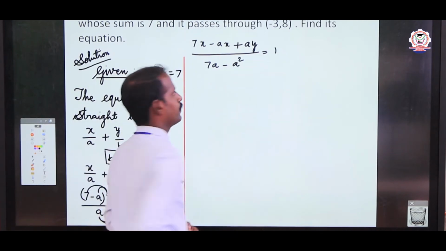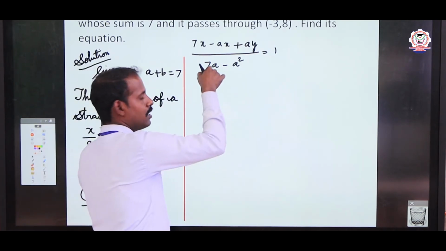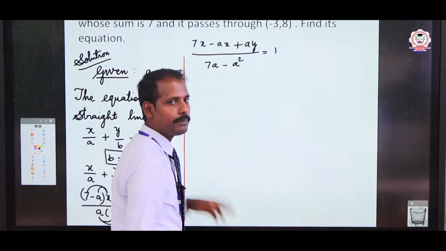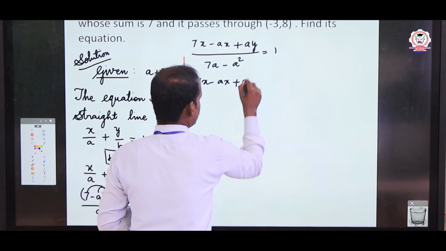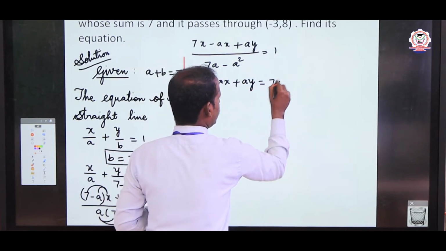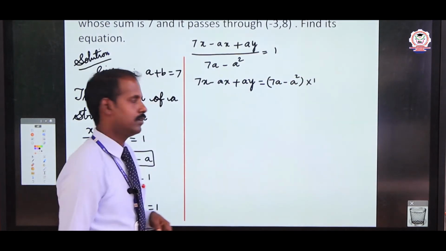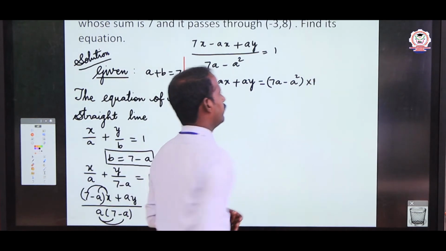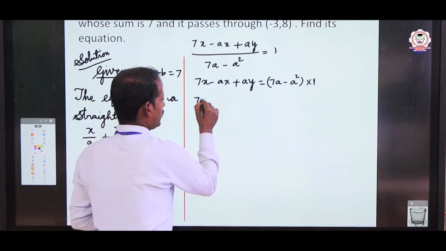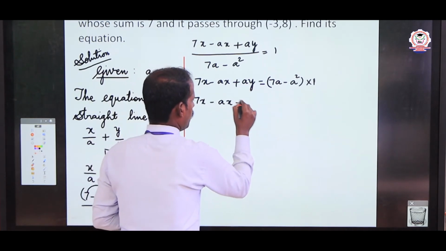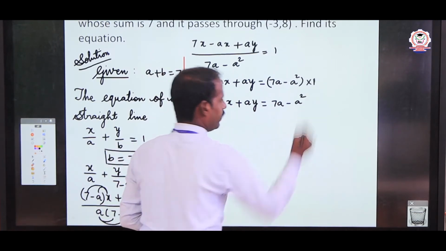Now the denominator value we send to the opposite side. Whenever the denominator divides, you send it to the opposite side as multiplication. So 7x minus ax plus ay is equal to 7a minus a square, multiplied by 1. Then 1 into 7a minus a square is 7a minus a square. So 7x minus ax plus ay equal to 7a minus a square.